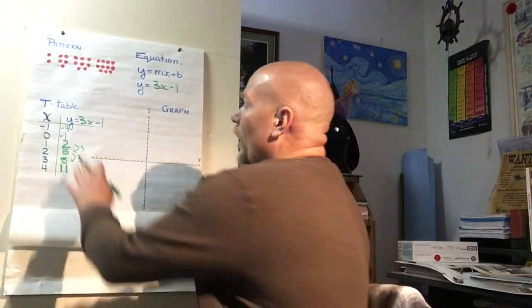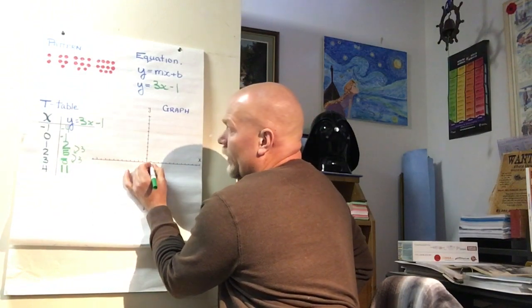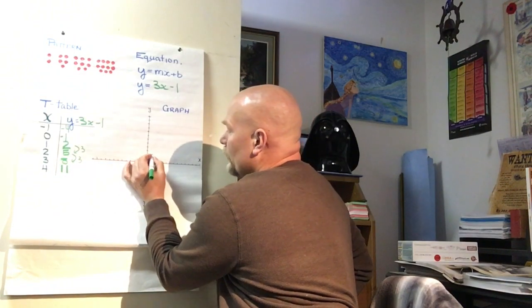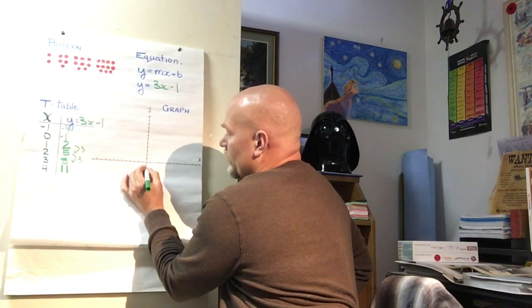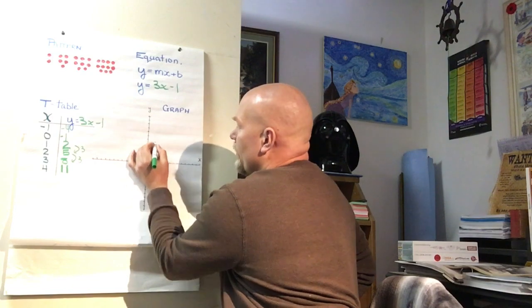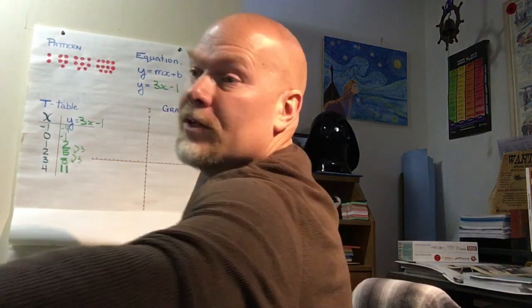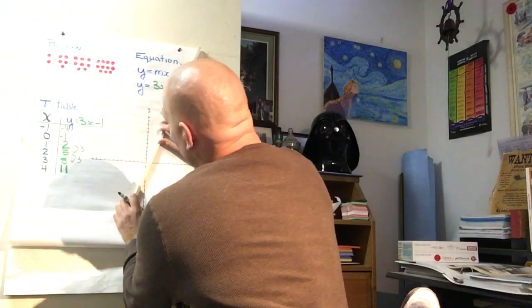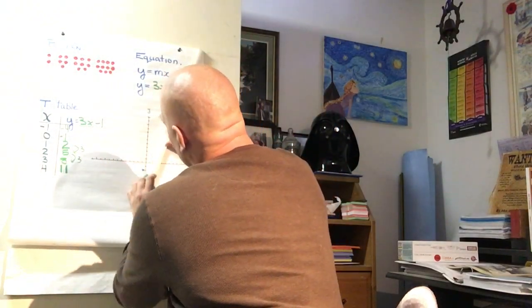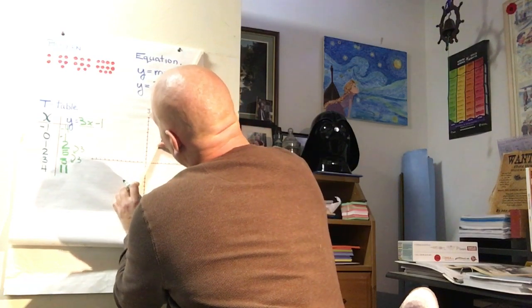All right, now we plot this. Plot this at the 0, we go to negative 1. At 1, we go to 2. All right, 1, 2. At 2, we go to 5. All right, and then from there, we just take a ruler. I've plotted 3 points.